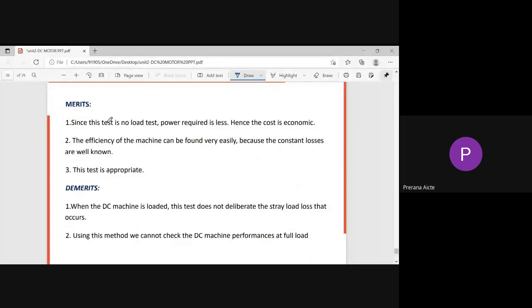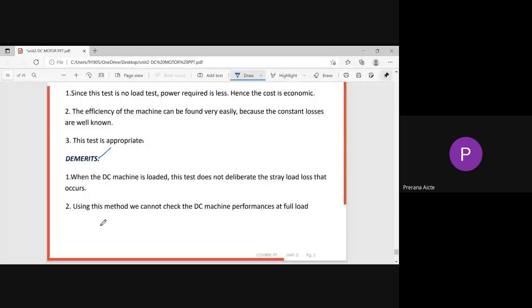Next, see the merits and demerits of this test. Since this test is a no load test, the power required is less, hence the cost is economical. The efficiency of the machine is found very easily because the constant losses are well known.